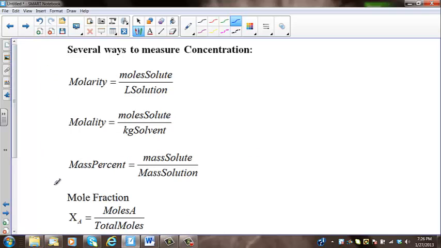Some of these formulas we've actually already worked with. We already have worked with molarity, moles of solute over liters of solution. We've worked with mass percent, but now we're going to work with mass percent of a solution. So it's just the mass of the solute over the total mass of the solution, which is the solute and the solvent combined. We're going to revisit mole fraction, the moles of A over the total moles. And we're adding a new one, molality, which is the moles of solute over the kilograms of solvent.